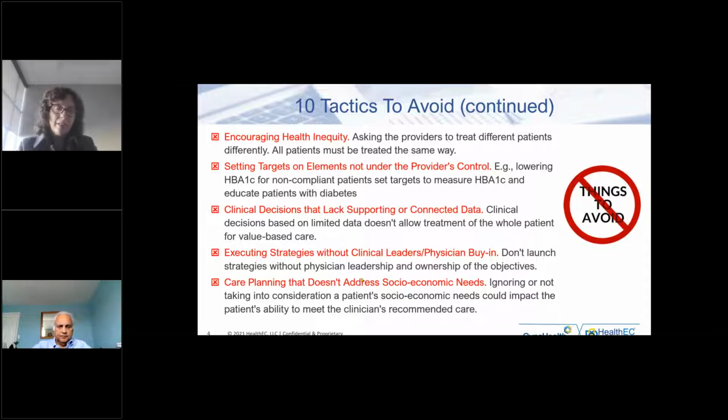Ignoring or not taking into consideration socioeconomic status will really impact the patient's ability to achieve improvement in their quality of life and in their care. And so we need to bring in socioeconomic factors, as we know that they are overwhelmingly responsible for whether the patient can be successful or not.